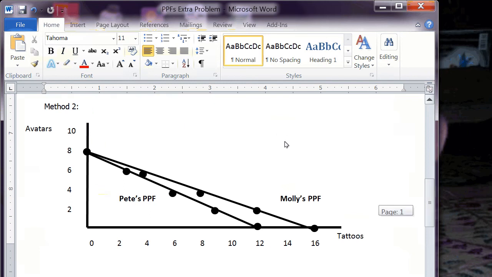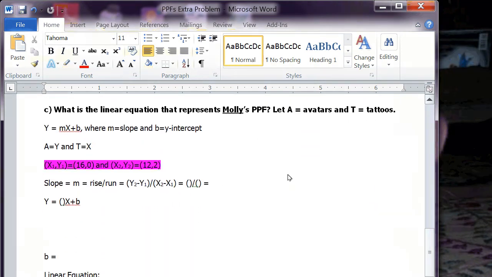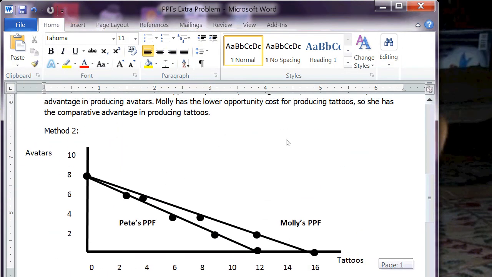So that's method 2, looking at our graph. Next portion, what is the linear equation that represents Molly's PPF? Let A equal avatars and T equal tattoos. So only Molly's PPF, they want us to find the equation of that line we just drew.